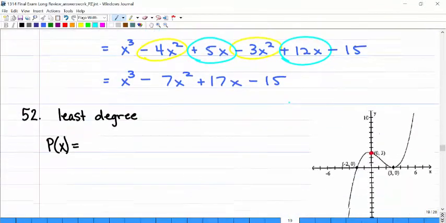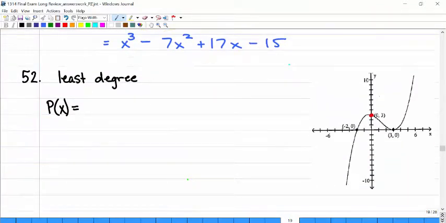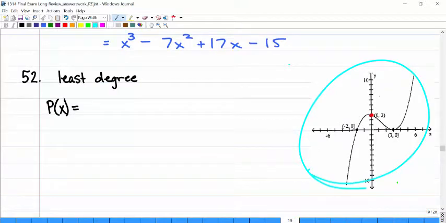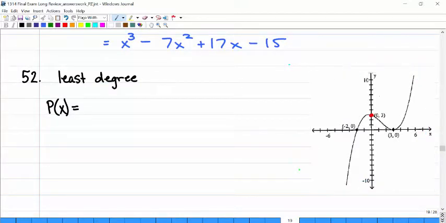Number 52. I want to find a polynomial of least degree over here that satisfies these conditions. A couple of things to point out. I see that I have a zero here at negative 2 and at 3. So I know I'm going to have a factor of x minus negative 2, and a factor of x minus 3. Something else to point out: at x equals 3, you see that the function comes down and touches and then goes back up. So I know that the multiplicity has to be even, so I'm going to put a squared out there.